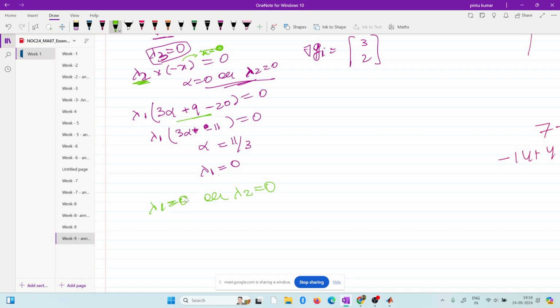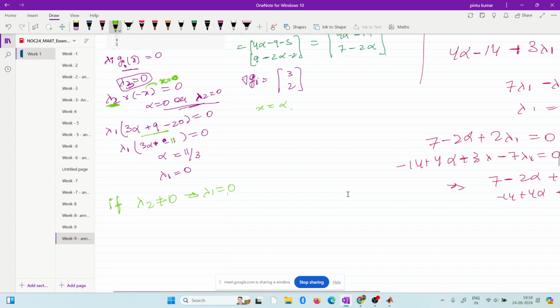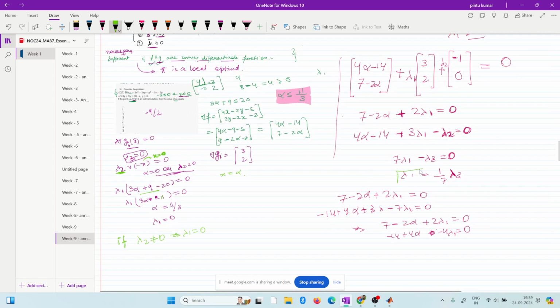Sorry, what I'm saying is, I think I can do it. If lambda 2 is not equal to 0, then my x must be 0, right? If my x becomes 0, x is nothing but alpha, then this alpha becomes 0 and this inner part is minus 11, right? So this would imply that lambda 1 is equal to 0. And if we put it in the first condition, what we obtained is that lambda 1 is equal to 1 by 7 times lambda 3. So these two conditions written over here are contradicting in nature.